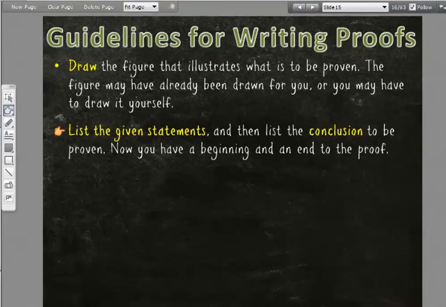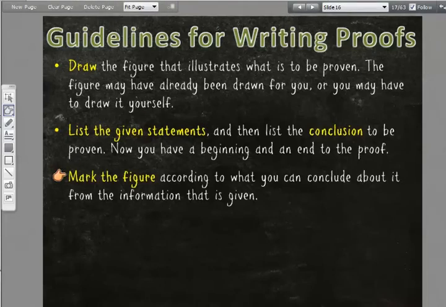After you've drawn the picture, you need to list the given statements and then list the conclusion to be proven. Now you have a beginning and an end to the proof. Usually you don't have to list the given statements or the conclusion. It's already done for you. Sometimes if they write it in a word problem situation, you may need to list them, but usually they tell you what the given and the conclusion is.